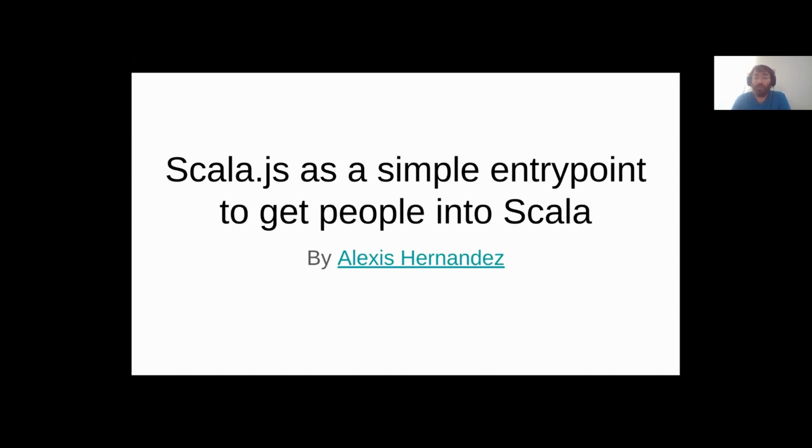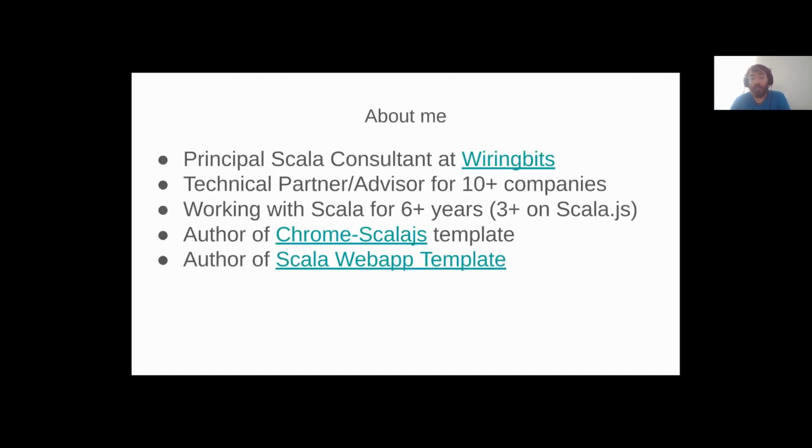The motivation to present this is that one of the common complaints about why not to use Scala for development is that the onboarding is pretty complicated and hard. Well, it doesn't have to be, and Scala.js is an avenue that more people can take advantage of.